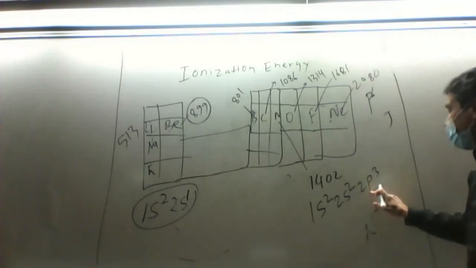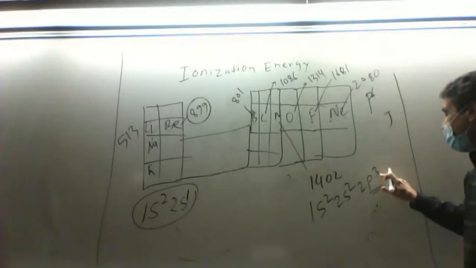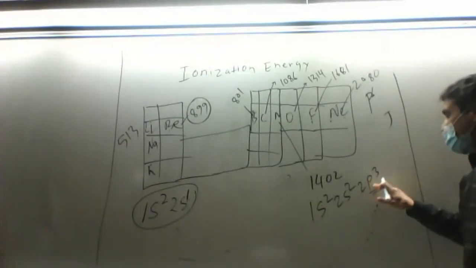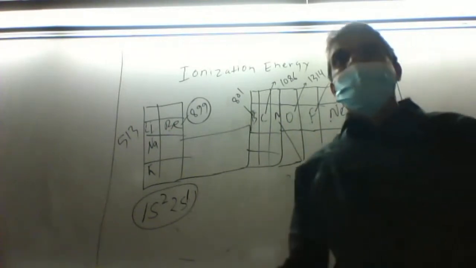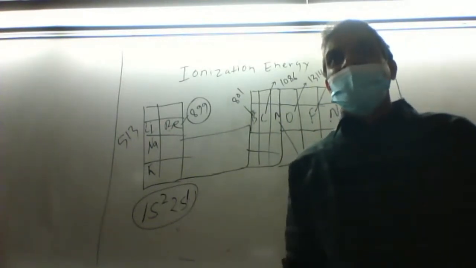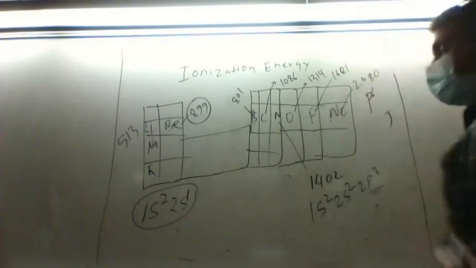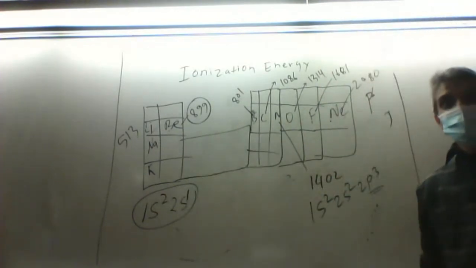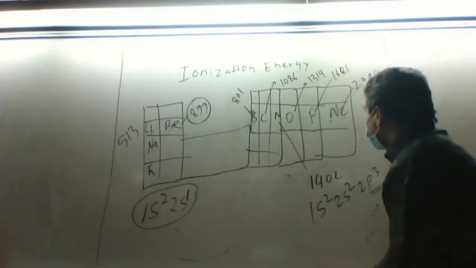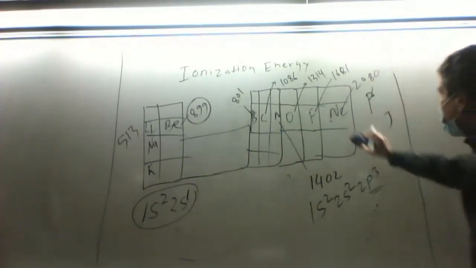Why? Because we need to remove the electron from the outermost part, and the outermost part is already half filled. If it is half filled, it takes too much energy to remove it. Not easy. Make sense? So this is called the anomalies. What we are expecting, we are not seeing the trend. So that's called the anomalies. Now let's go look at neon.